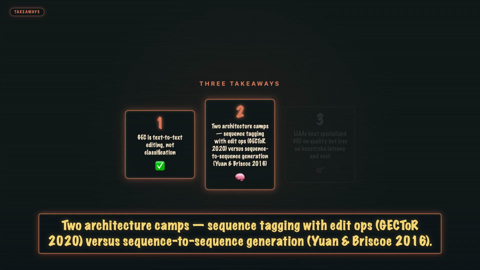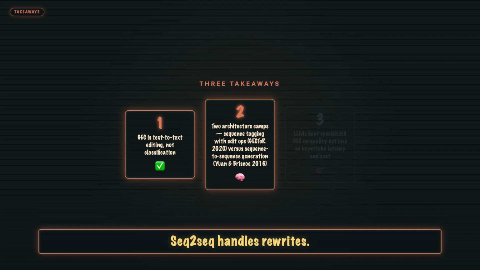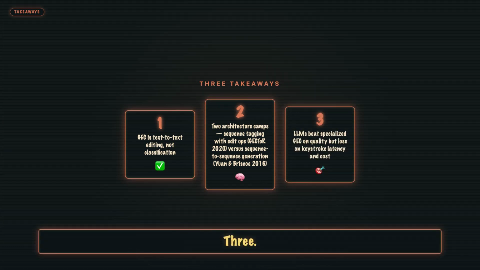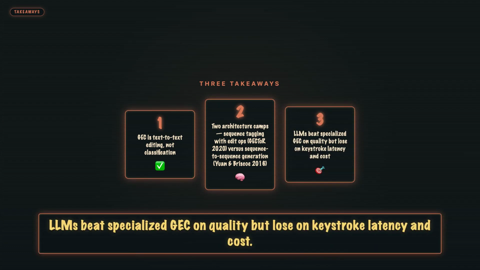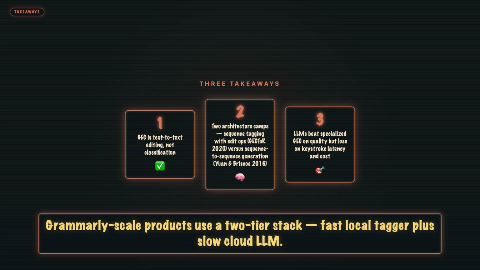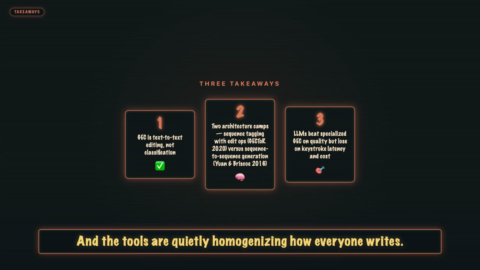2. Two architecture camps. Sequence tagging with edit ops, GECToR 2020, versus sequence-to-sequence generation, Yuan and Briscoe 2016. Tagging is fast. Seq2seq handles rewrites. In production, both. 3. LLMs beat specialized GEC on quality but lose on keystroke latency and cost. Grammarly-scale products use a 2-tier stack. Fast local tagger plus slow cloud LLM, and the tools are quietly homogenizing how everyone writes.